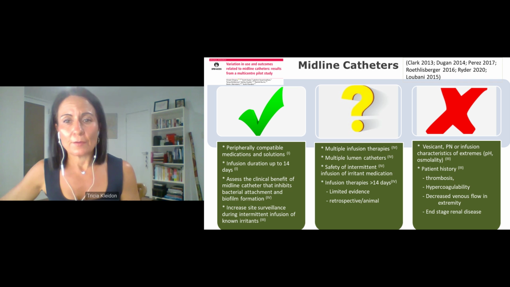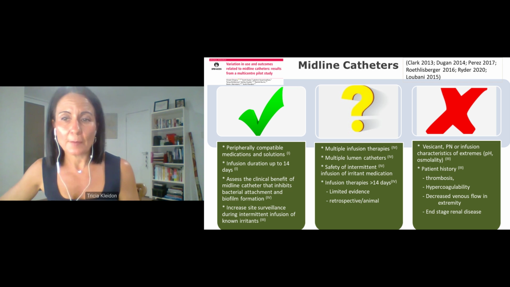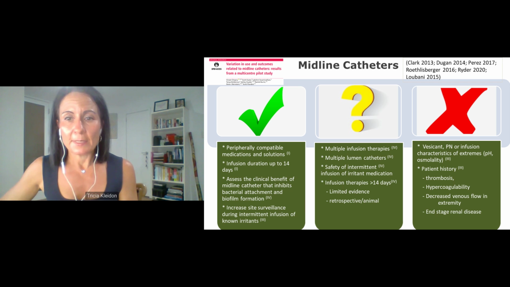So to date, we know that they should only be used when intravenous solutions have properties appropriate for peripheral intravenous infusion. Multiple prospective studies support their efficacy for infusion durations of up to 14 days. However, we need more studies to confirm the safety and efficacy of using them beyond 14 days. And in one prospective observational study by DeVries and colleagues, they reported no catheter-associated bloodstream infections when a midline catheter that inhibits bacterial attachment and biofilm formation was used.